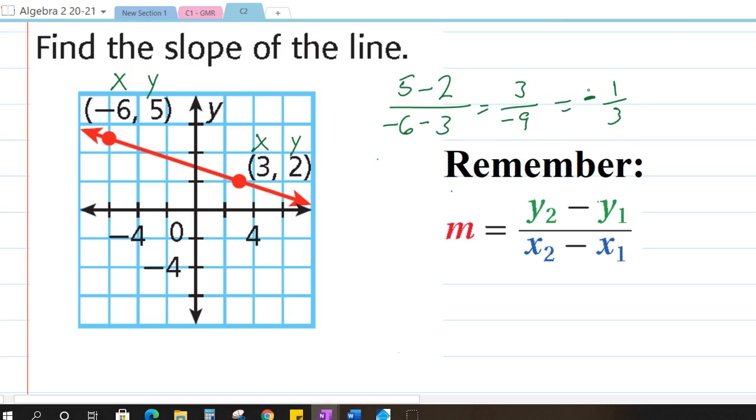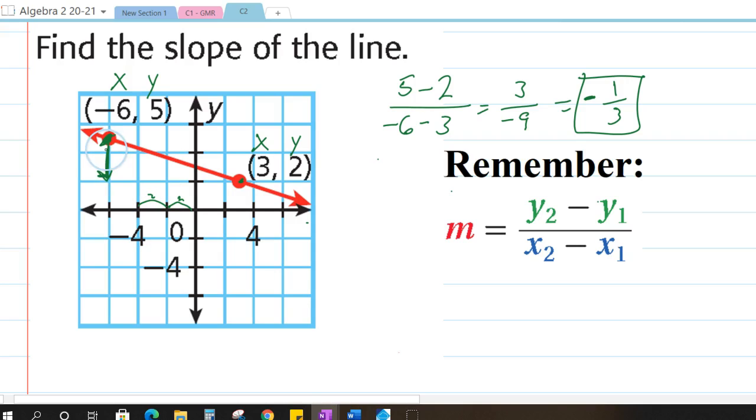Now, always check. Is my line going down? Yes, it's going down, thus I have the negative sign. So that's how we do it mathematically. The other way of doing it is simply counting. From this dot to that dot, how far down did I go? Now notice, this is in 2's. See, that's a 2, and that's a 2. That's how they got to 4.